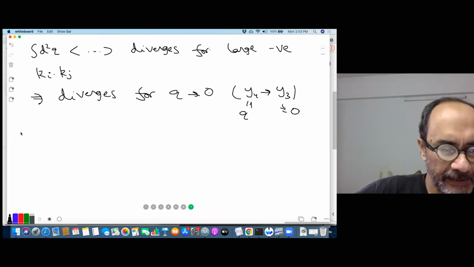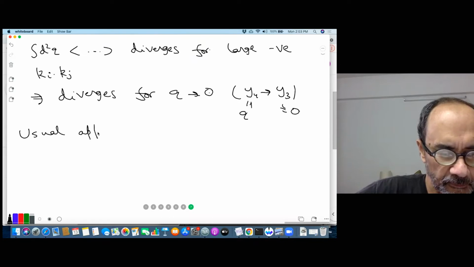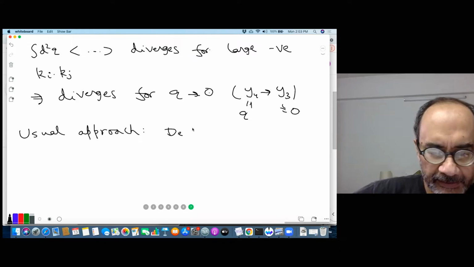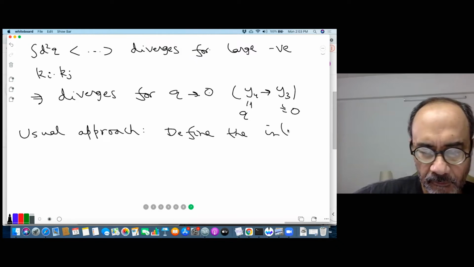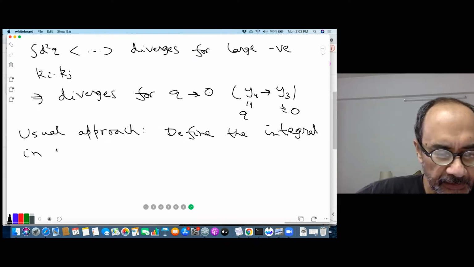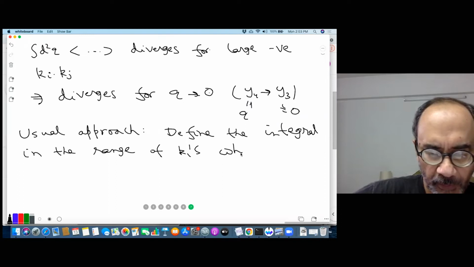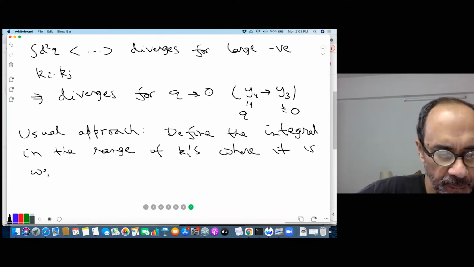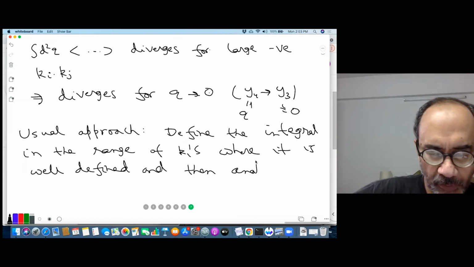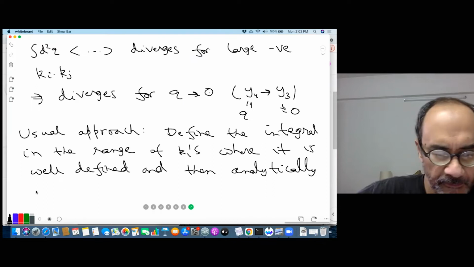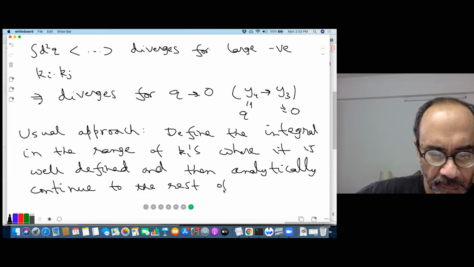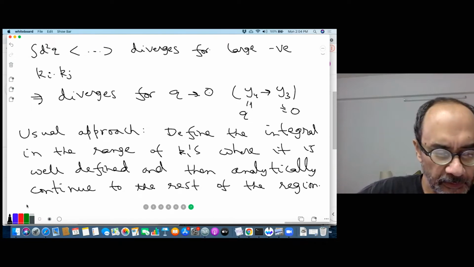So the usual approach to dealing with these divergences is to define the integral in the range of ki where it is well defined, and then analytically continue to the rest of the region. And this, in fact, works quite well, works well in many cases.